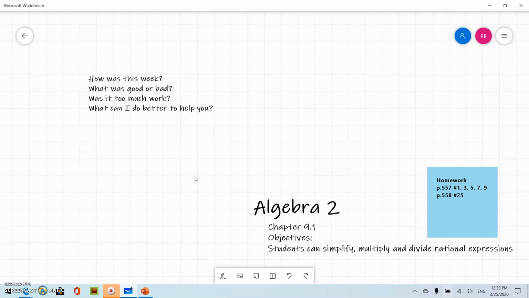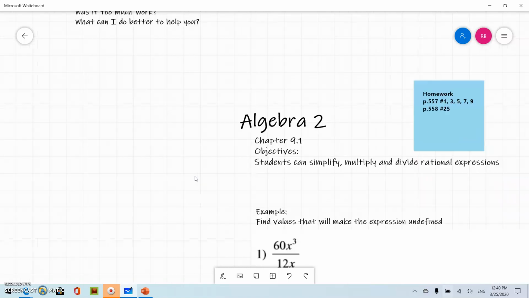And so today, like I said, we will be starting on a new chapter, chapter 9. We're going to start with section 1, and we're going to take just the first part, which is simplifying, multiplying, and dividing rational expressions. If you have a textbook, it's page 553, so you can follow along with the textbook explanation as well. Okay.